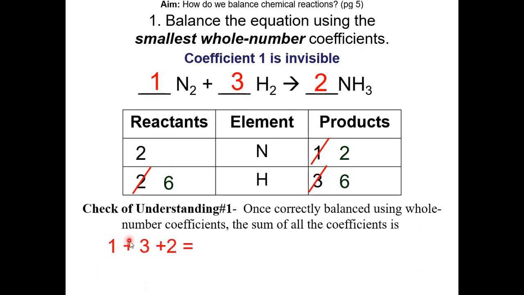That will be 1 plus 3 plus 2, which is 6. Remember to add the 1. Keep in mind, coefficient 1 is invisible, so sometimes people forget to add the 1.